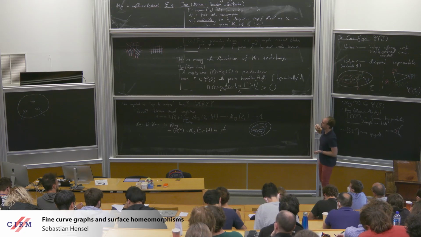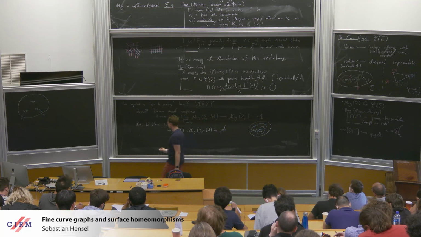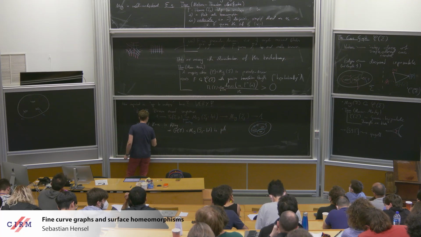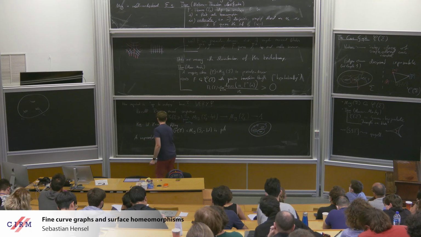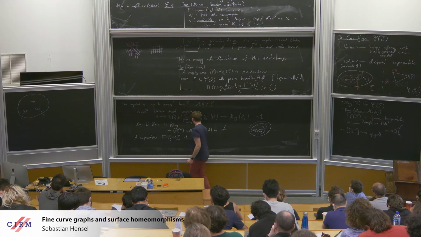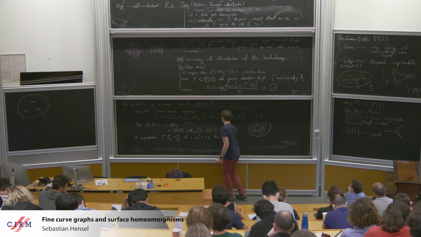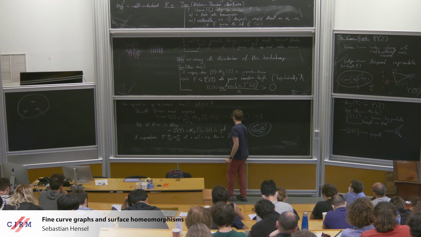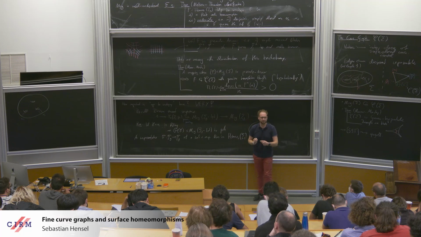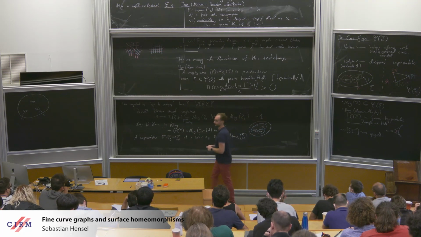What does this have to do with what I said before? Well, what this means is that a representative f of such a map lies in Homeo_0 of the surface, but shows behavior like a pseudo-Anosov of a finite type surface.